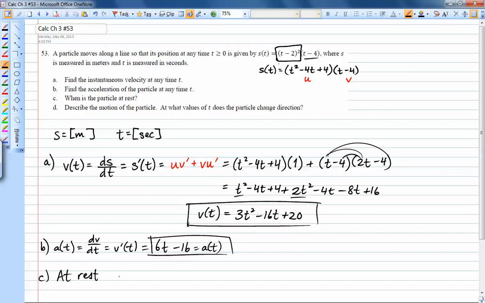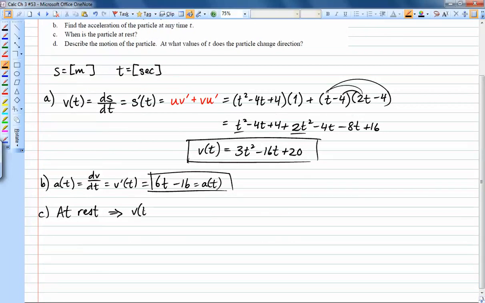Okay, part C says, when's the particle at rest? When something's at rest, the way to interpret that is to think of it as the velocity being 0. So if we figure out when the velocity is 0, we just set the velocity equation that we found in part A to 0. And this is factorable. It's not super easily factorable, but it is. You could turn it into 3t and t, and then minus 2 here and minus 10 here.